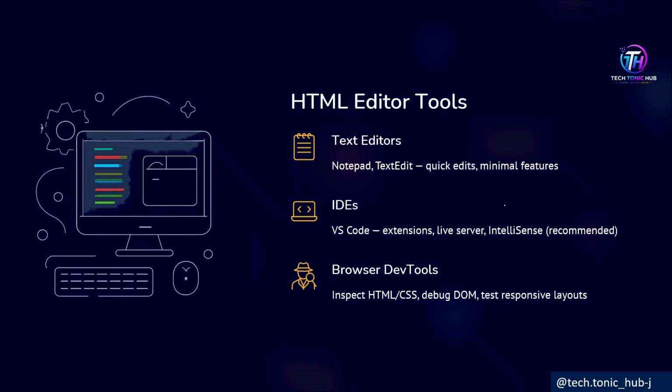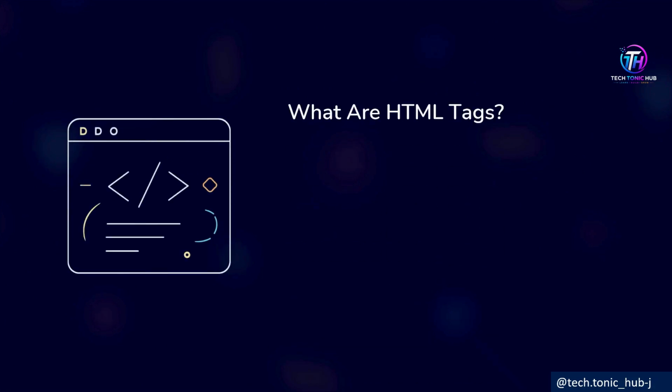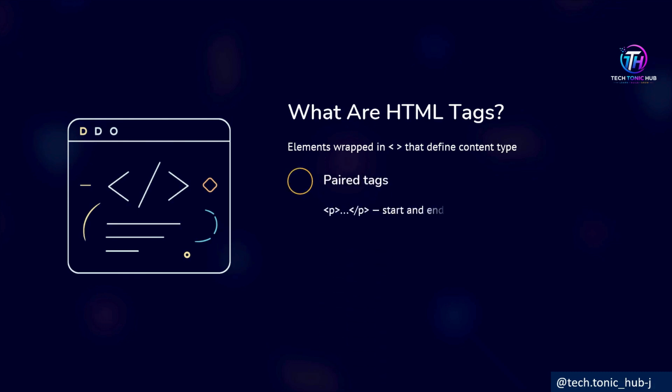Next we'll learn the basic HTML tags. HTML is made up of tags. Tags are keywords enclosed inside the angle brackets, right? For example, heading, paragraph, image. Most HTML tags come in pairs, containing opening and closing tags, and some are self-closing tags. Everything between them is the content.